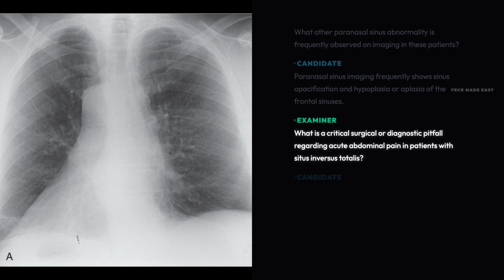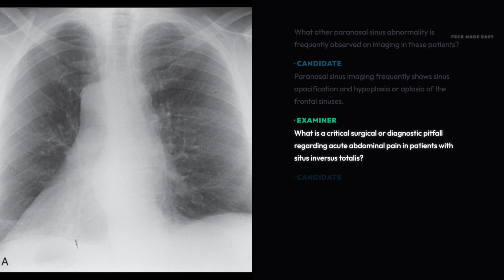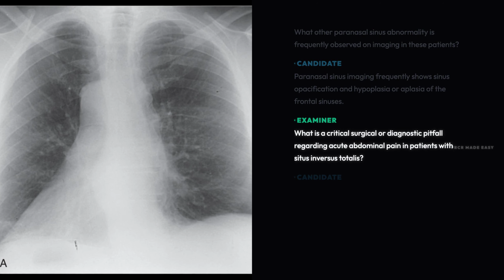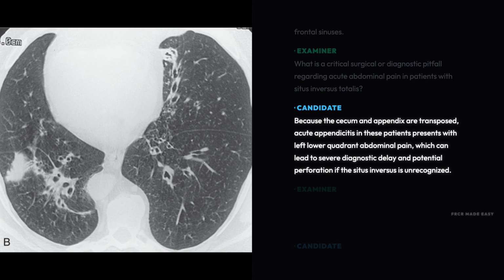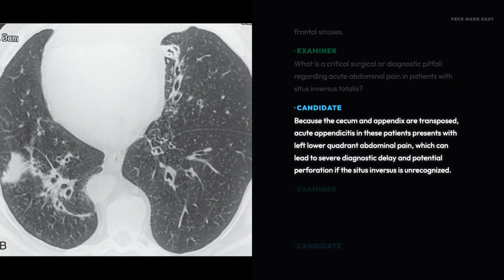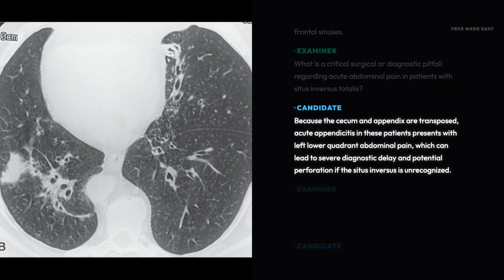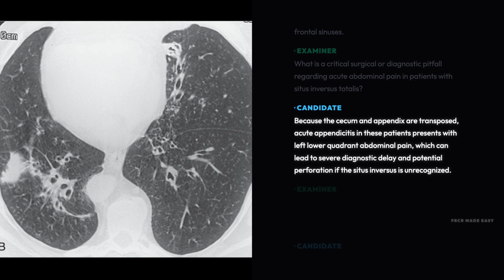What is a critical surgical or diagnostic pitfall regarding acute abdominal pain in patients with situs inversus totalis? Because the cecum and appendix are transposed, acute appendicitis in these patients presents with left lower quadrant abdominal pain, which can lead to severe diagnostic delay and potential perforation if the situs inversus is unrecognized.